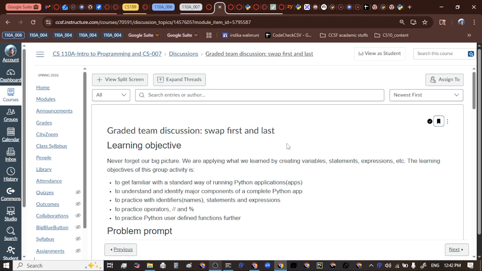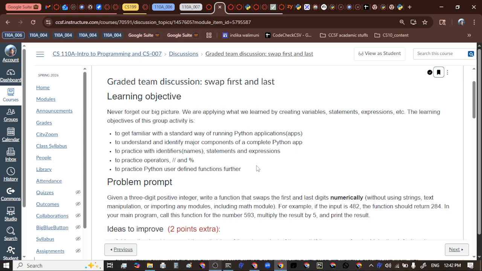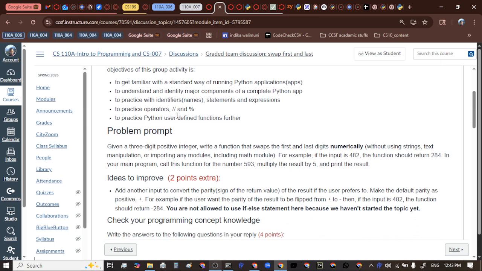Could you all refresh the module view? Swap first and last. See that? You'll have to use integer division and modulo. Okay.